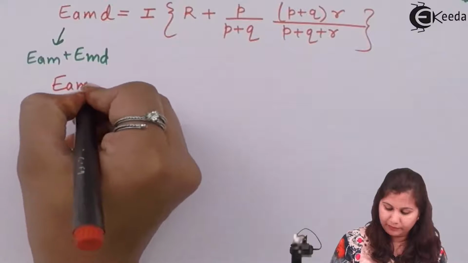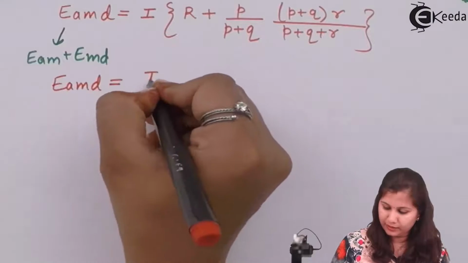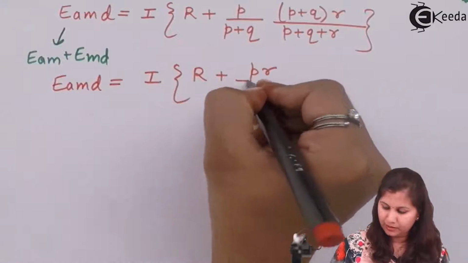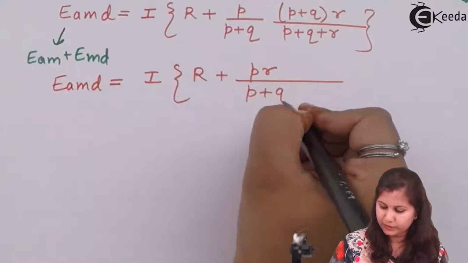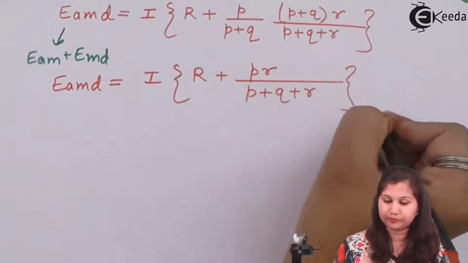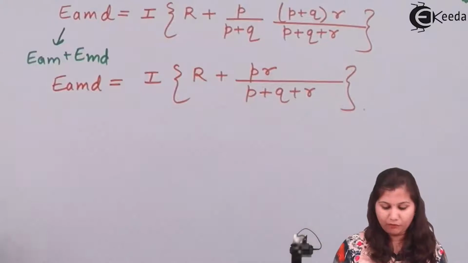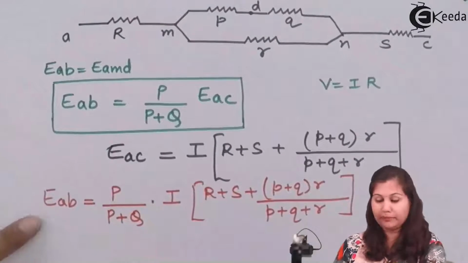So E_AMD is equal to I R plus PR upon P plus Q plus R. So this is what we have obtained, E_AMD. We have already obtained E_AB.